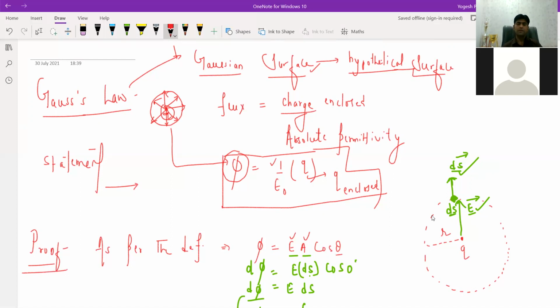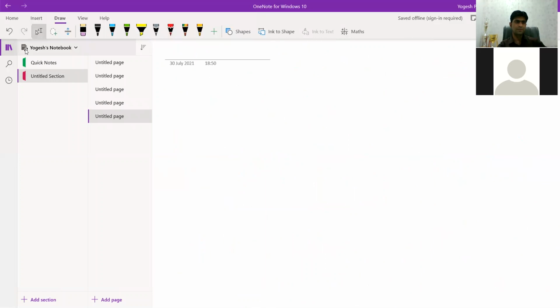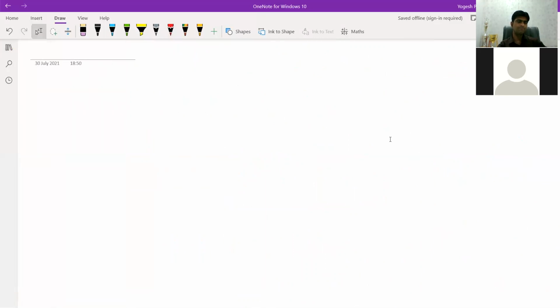Now, we can derive Coulomb's law from Gauss law. How can we derive Coulomb's law from Gauss law? Have you derived it? Yes, I have.